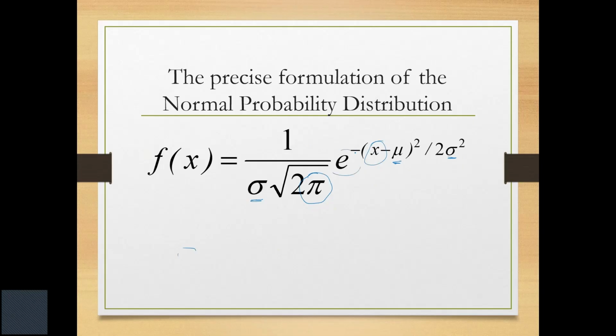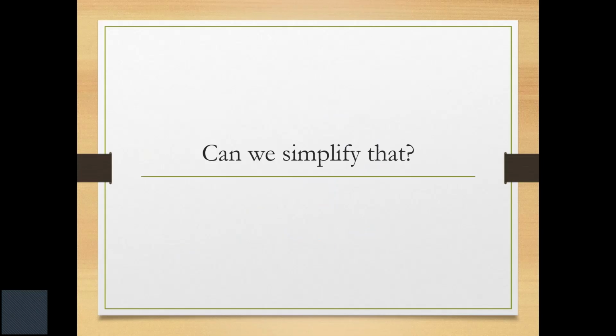E, right, which is like the exponent function, is the inverse of the natural log. So e to the 1 is equal to 2.717 approximately. And if you take the natural log of e, you'll get 1. Can we simplify that? Because that's pretty horrible looking.